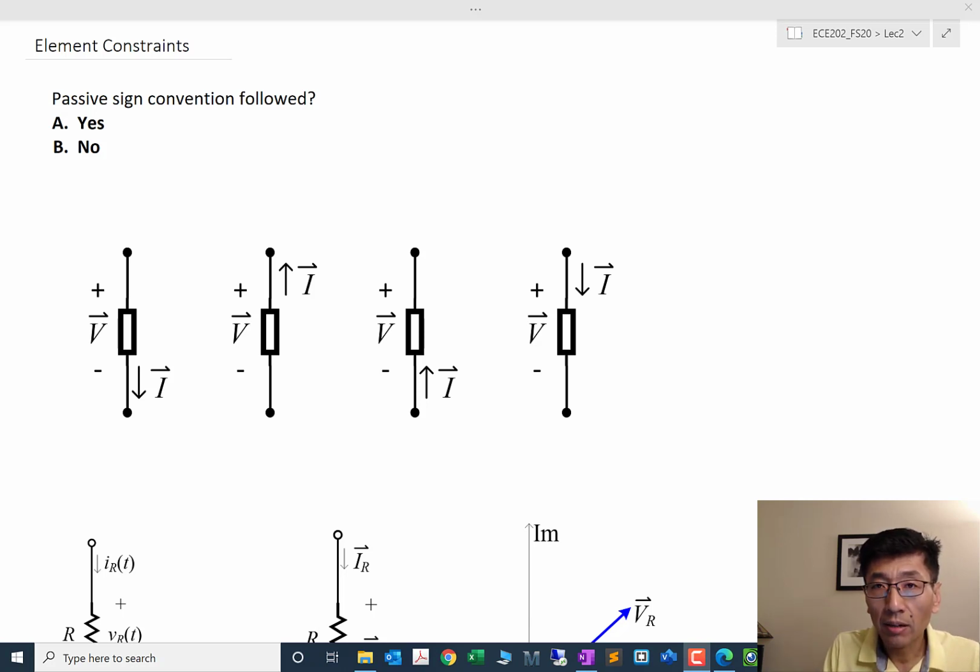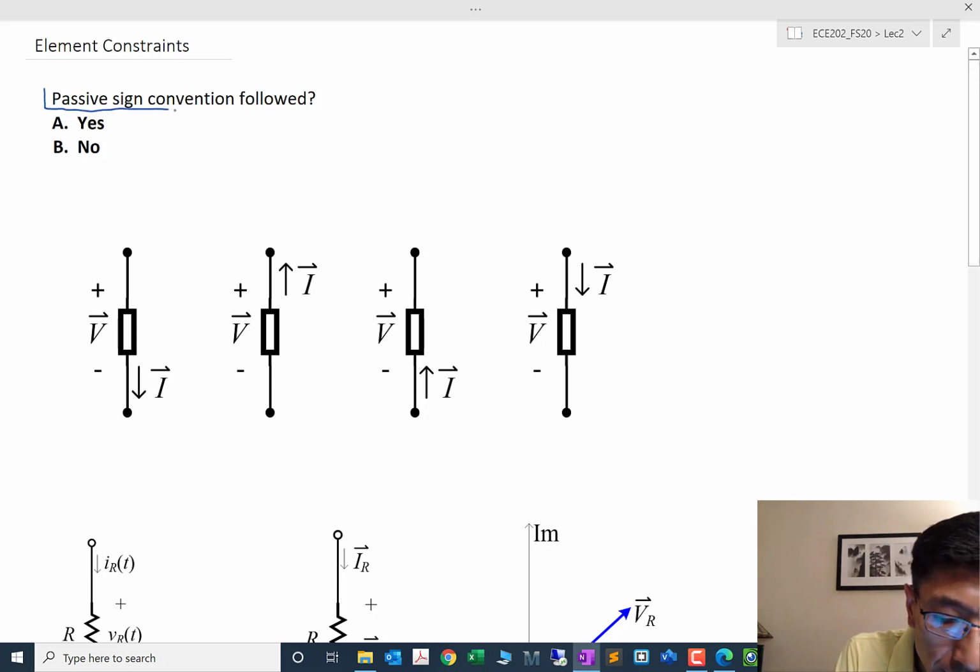The passive sign convention, why is this important? Because if you don't pay attention to it, you may end up with either an extra negative sign or a missing negative sign, right? So what is this passive sign convention? This is the same as you had in 201.